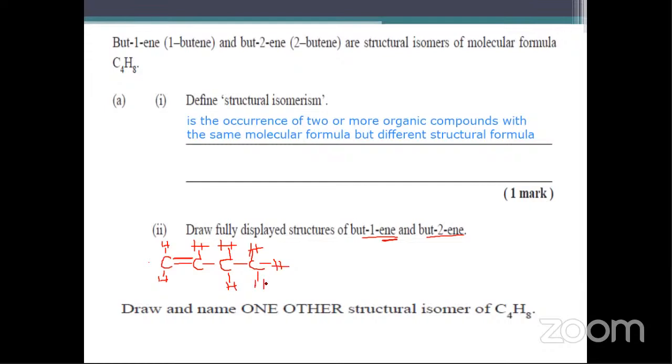All right, so that's but1-ene. How about but2-ene? For but2-ene, same thing, you draw your 4 carbons. But this time, where will the double bond be situated?